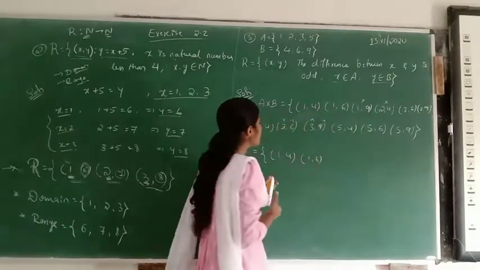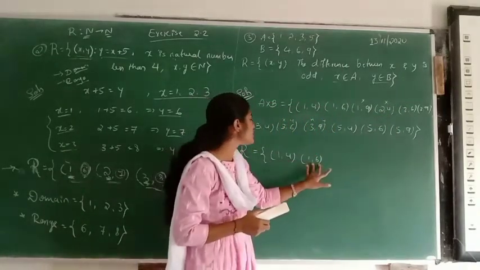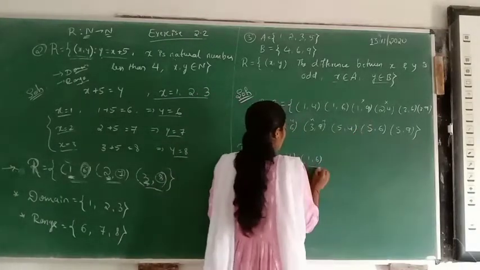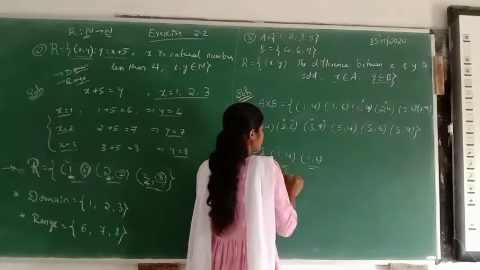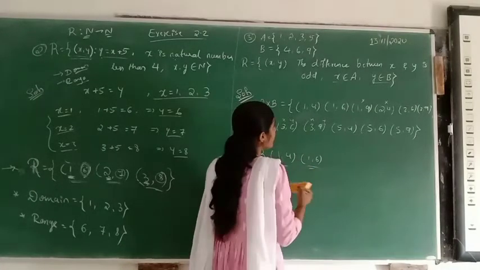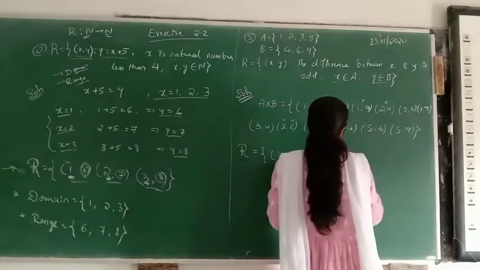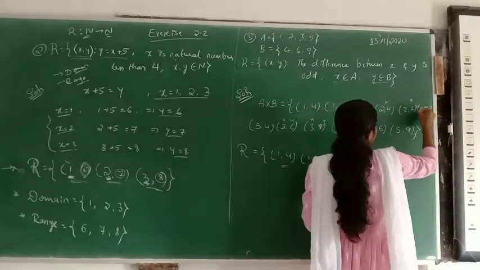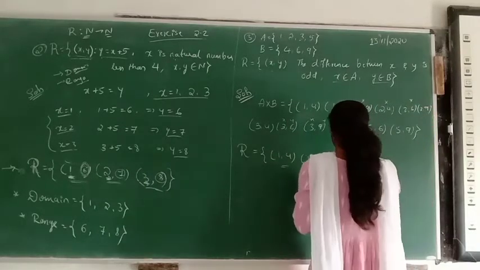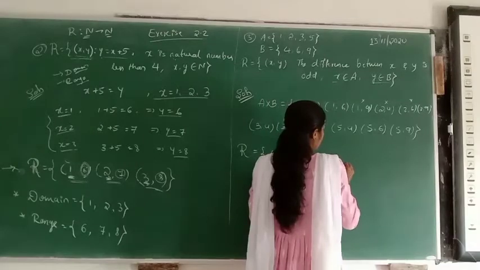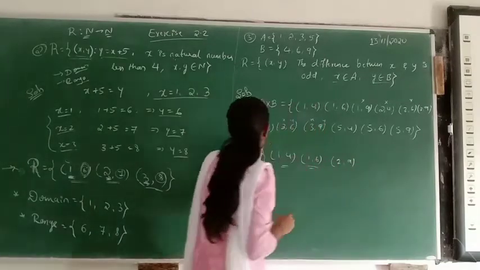So we need the entire relation. When we take the difference of the two numbers, we need the odd difference. So I am choosing only the ordered pairs whose difference between the two numbers is odd. See, 2,6: 6 minus 2 is 4, I will not write that. See, 9 minus 2 is 7, so I will write this 2,9.